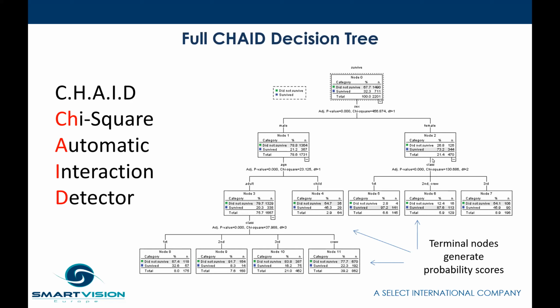And this particular algorithm that's running here is only one of the three algorithms that decision trees have in SPSS. It's called CHAID. It's one of the most famous ones, and it stands for chi-square automatic interaction detector.